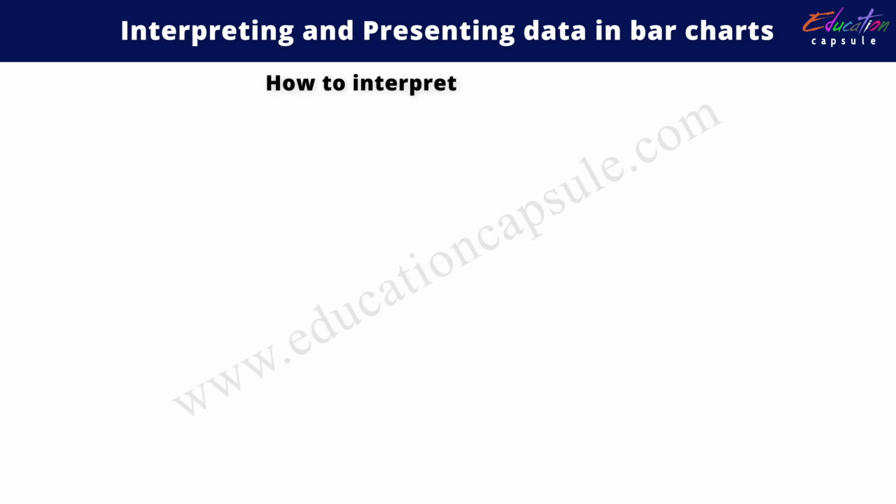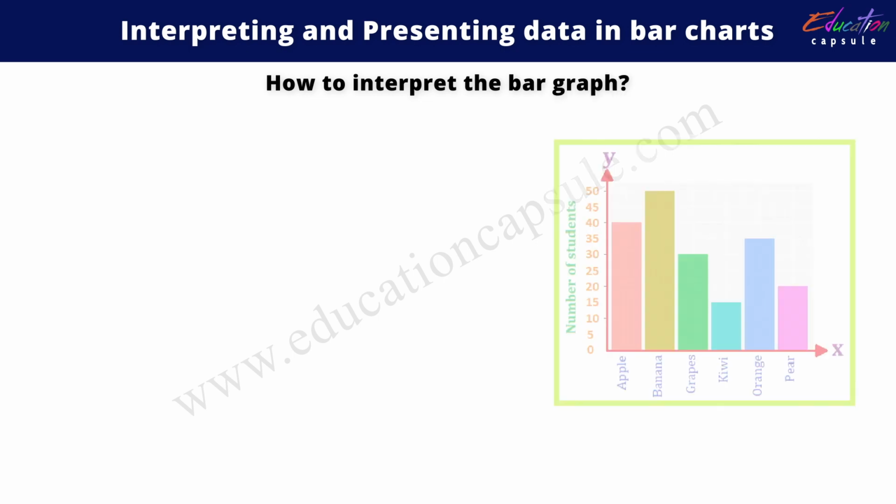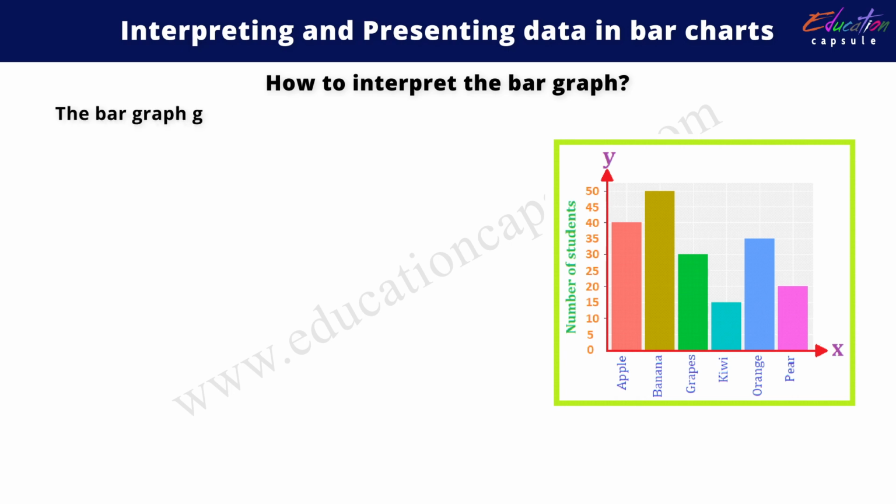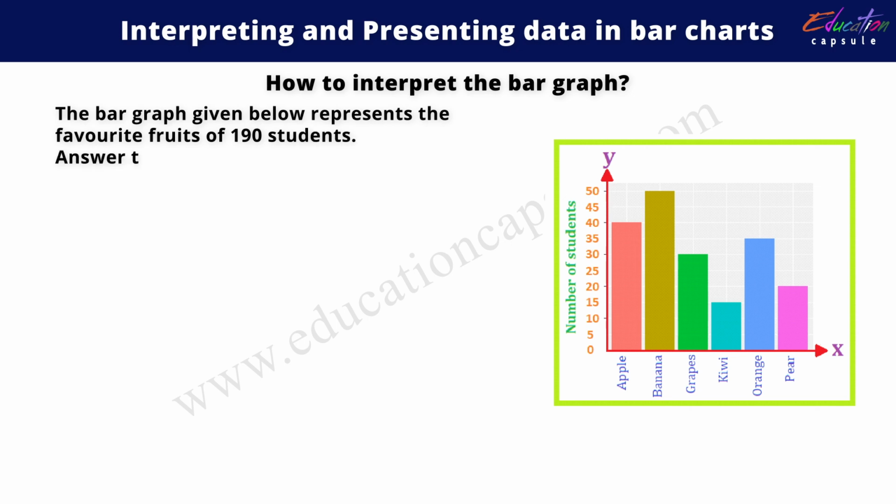Now, how to interpret the bar graph? Let's learn with the help of an example. The bar graph given below represents the favorite fruits of 190 students. Answer the questions that follow.